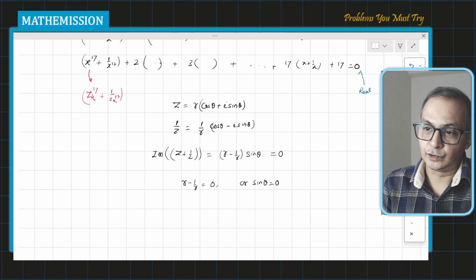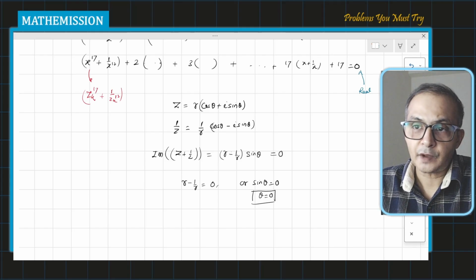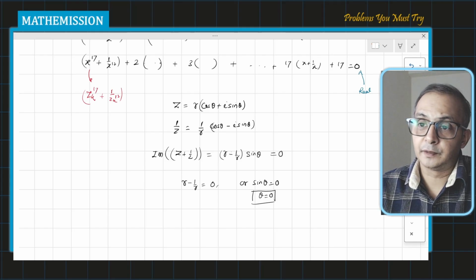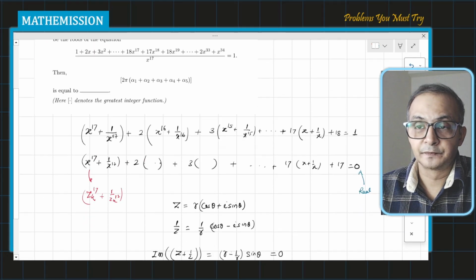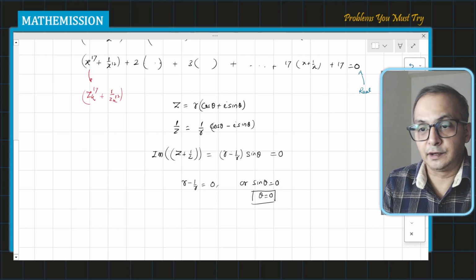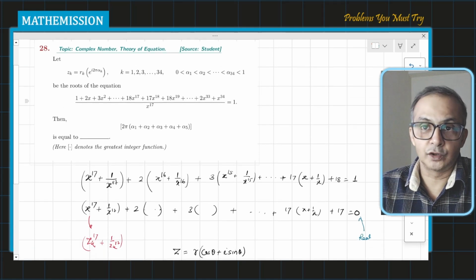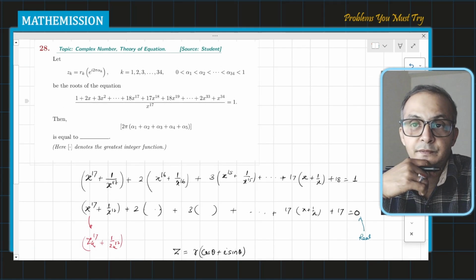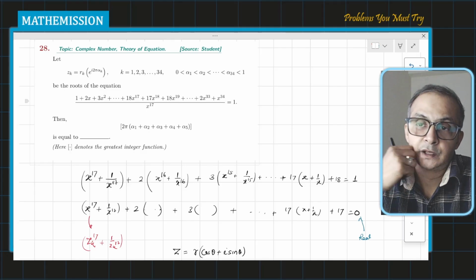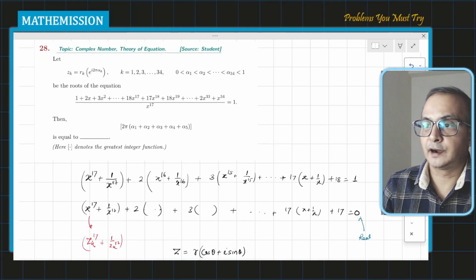Now if sine theta is 0, then theta will be 0, and it means that the complex number is purely real. But it's not the case, because the complex number can be real only in two cases. When I take r equal to 1 by r, it will give you r equal to 1. It indicates that for each complex number the magnitude should be 1 only. Each complex number's magnitude should be 1. It means rk is 1.